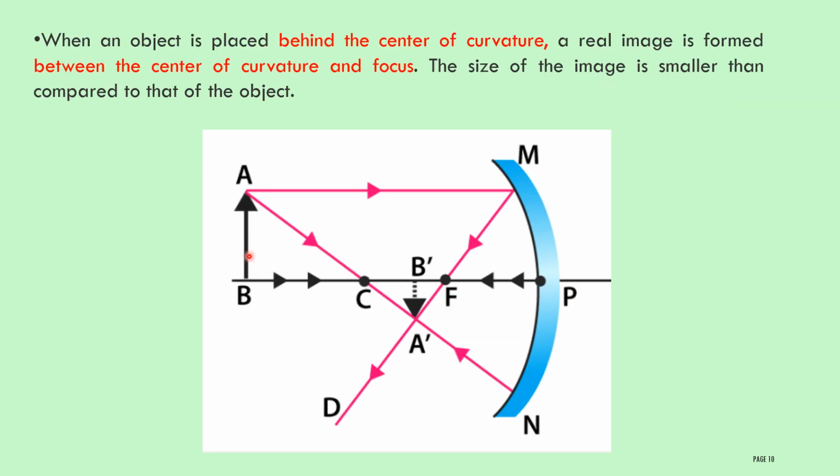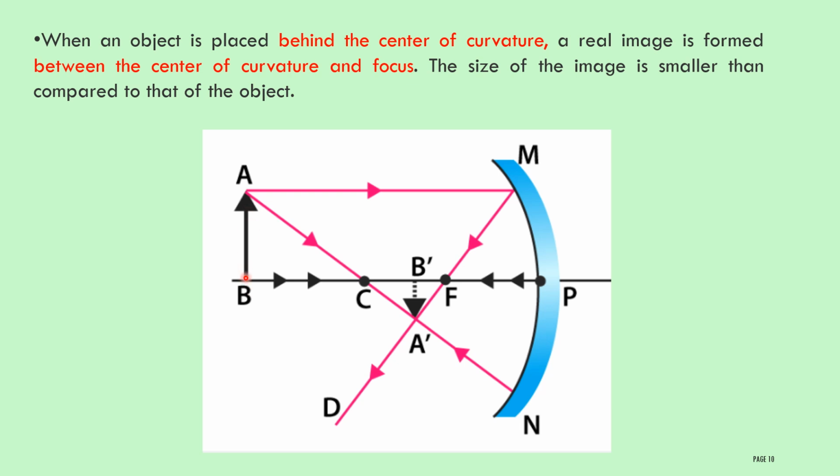Let us consider the second case. When an object is placed behind the center of curvature, this is the center of curvature, the real image is formed between the center of curvature and focus. In between the center of curvature and focus, the real image is formed. Then the size of the image is smaller compared to the size of the object. Let us discuss in detail here.